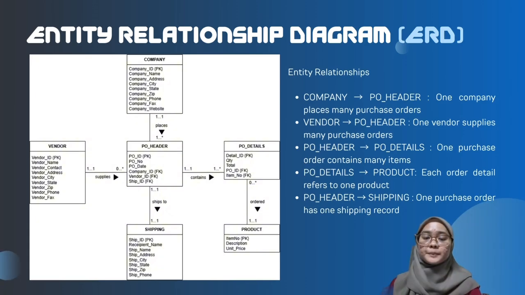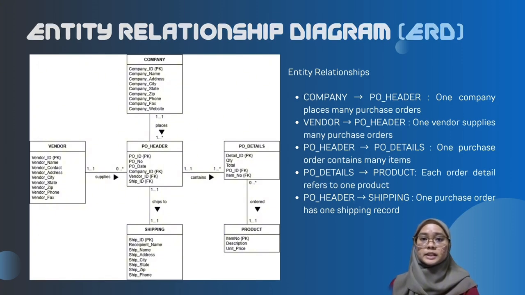For the relationships, company to PO header: a company can place many purchase orders, but each purchase order belongs to only one company. For vendor to PO header: a vendor can supply many purchase orders, but each purchase order is supplied by only one vendor. For PO header to PO details: each purchase order can contain many order details, but each order detail belongs to only one purchase order. For PO details to product: each order detail refers to only one product, but a product can appear in many order details. For PO header to shipping: each purchase order is shipped to one shipping address, and each shipping record is linked to one purchase order.